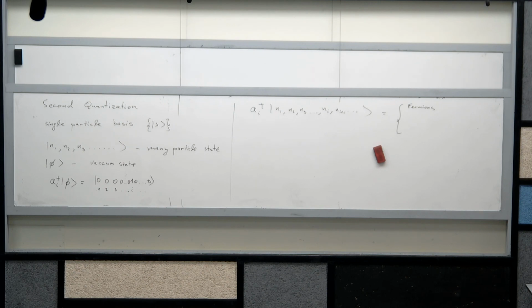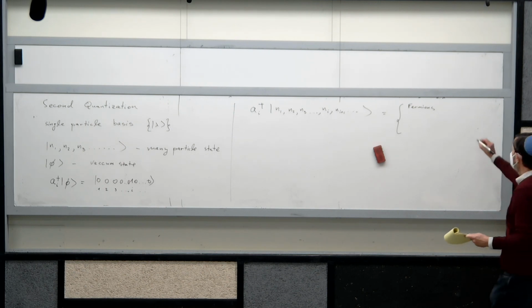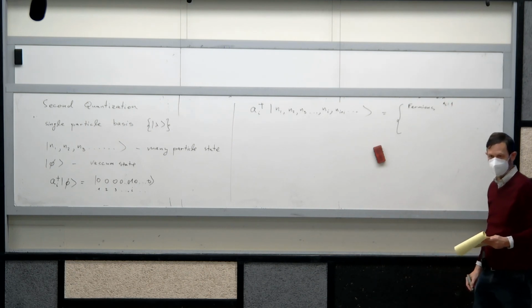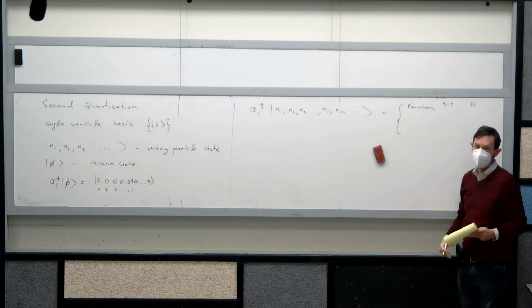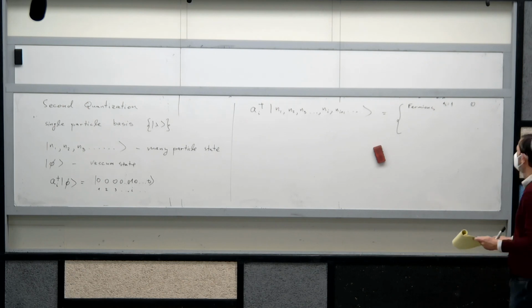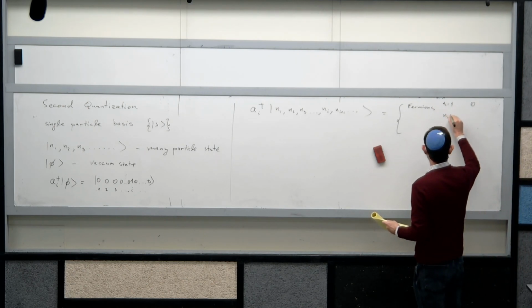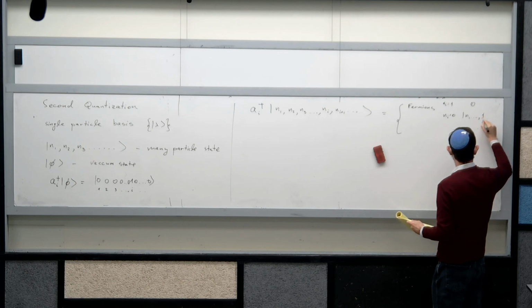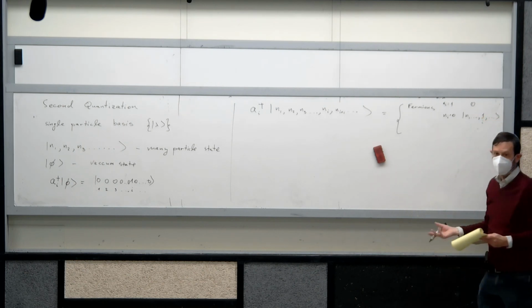If Ni is occupied with 0. Exactly. If Ni is equal 1, the result is 0. It's an illegal operation. If Ni is equal 0, then I have the state, and I don't have to write Ni plus 1, simply 1. I have the 1.